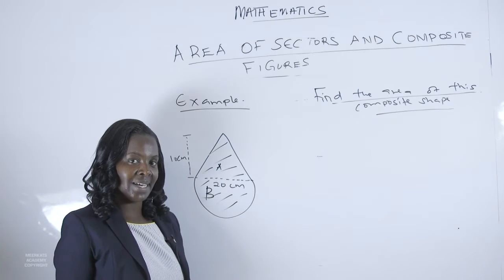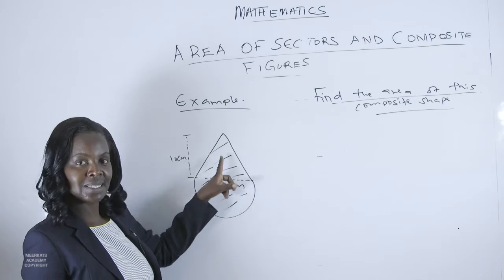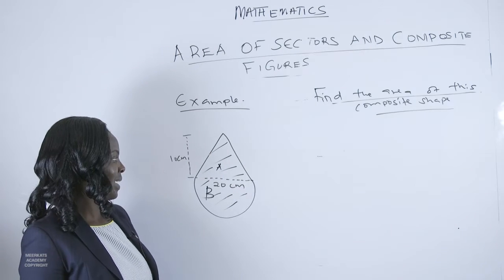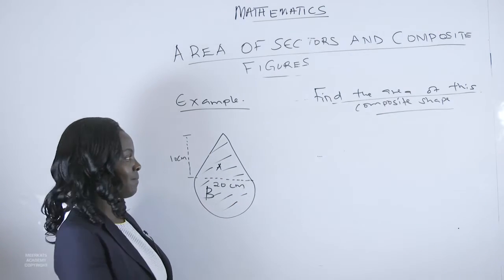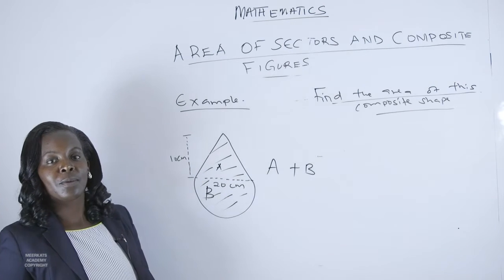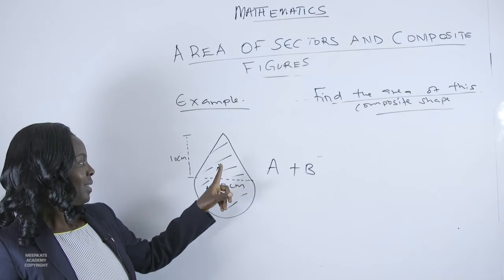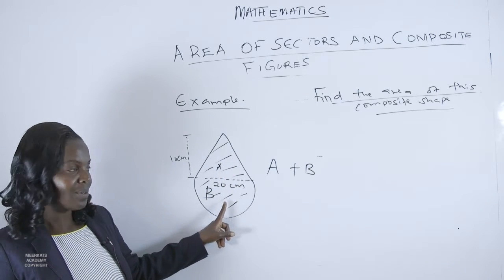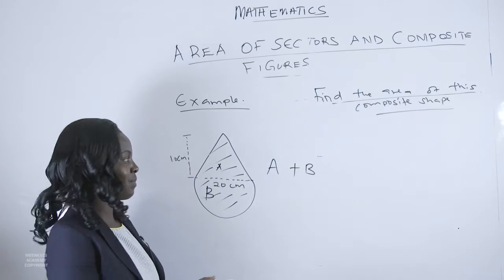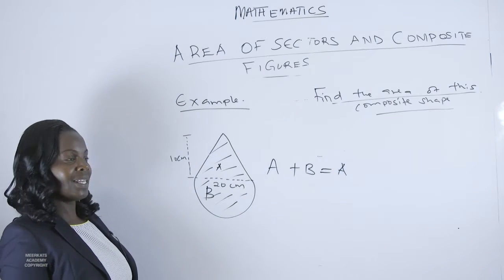So how do we find the area? We need all of this. It is all shaded. So how do you find the area of this figure? We calculate the area of a triangle, then the area of the semicircle, and add. That will be our area. So let us calculate the area of the triangle.